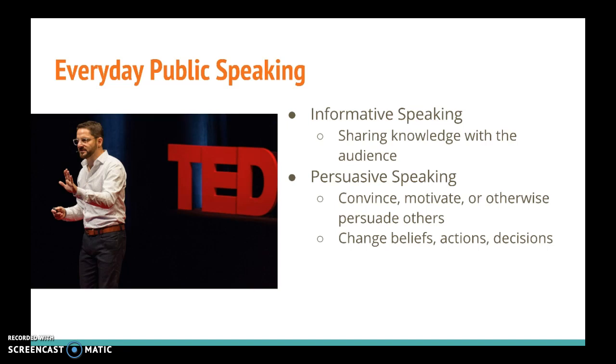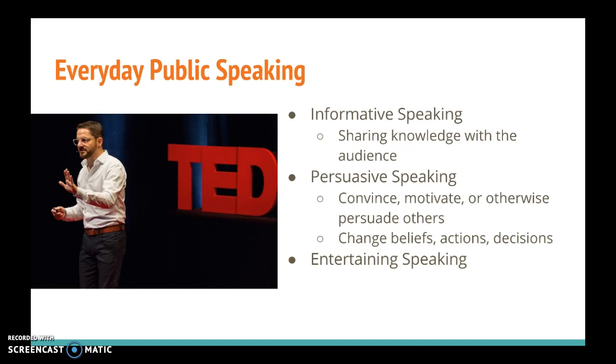For example, whenever you watch a commercial, they are trying to persuade you to buy whatever product it is that they are selling you. Or if you are asking friends and family to donate money to a cause that you really care about, that is persuasive speaking. You are trying to convince your friends and family to change their actions by donating money to a cause that you really believe in. So again, persuasive speaking is one of those forms of public speaking that we are very likely to use in our everyday lives.